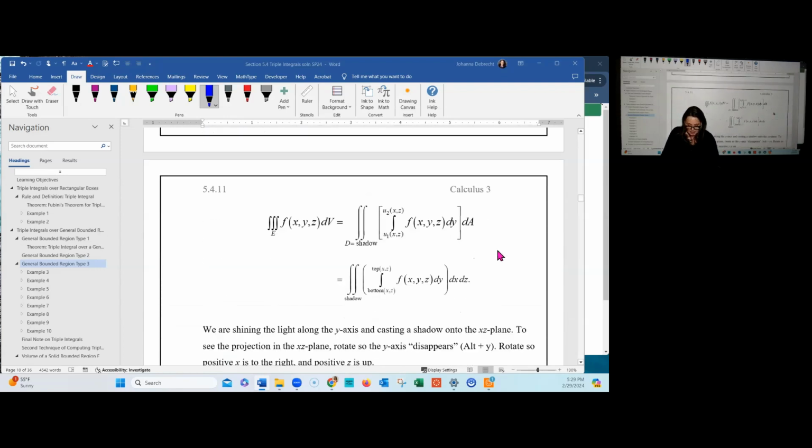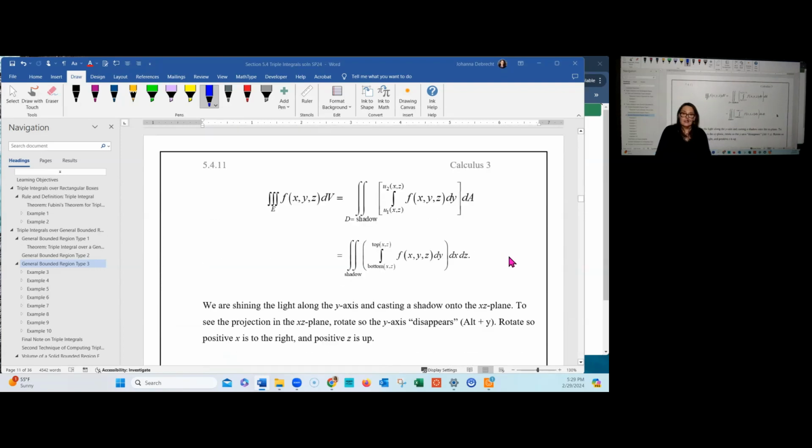Now we're going to go ahead and look at the integral. So in type 3, we're casting the shadow into the XZ plane. So we start with a single integral with respect to y of a function of x and z for the lower limit of integration and a function of xz for the upper limit of integration. Then after we're done, we do a double integral over the shadow cast into the xz plane.